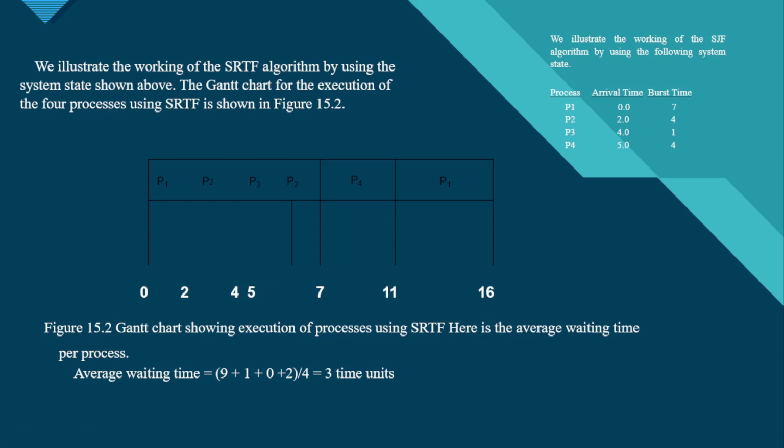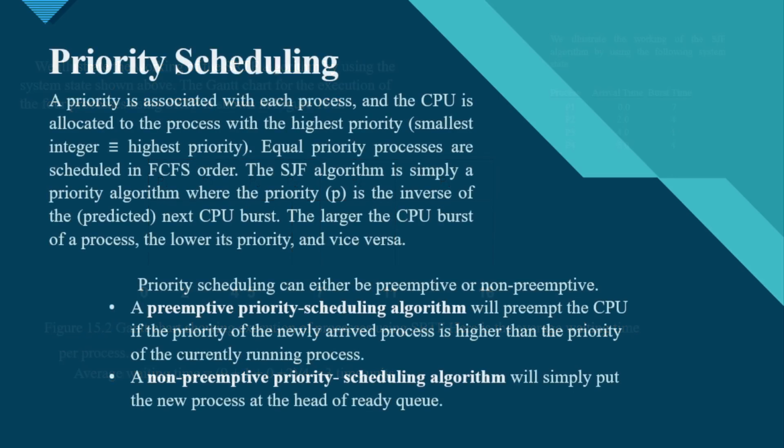The next shortest burst time is P4, which is 4. So 7 plus 4 is equal to 11. And lastly, P1, which has a remaining burst time of 5. So 11 plus 5 is equal to 16. And the average waiting time is 9 plus 1 plus 0 plus 2, divided by 4, which is equal to 3 time units. Next is priority scheduling.